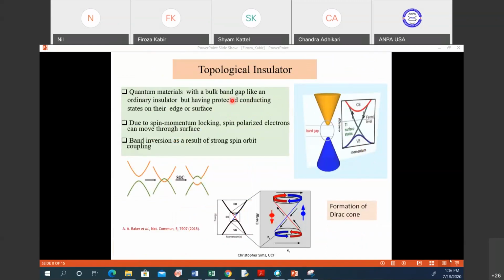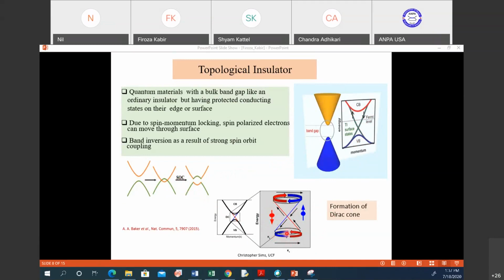So in condensed matter physics, the topological insulator is a very important concept. It is defined as a quantum material with a bulk band gap like an ordinary insulator, but with protected conducting states on its edge or surface. There is spin-momentum locking, so spin-polarized electrons can move through the surface, and there is a band inversion between the conduction and the valence band as a result of the spin-orbit coupling. So there can be a formation of a Dirac cone in a topological insulator.